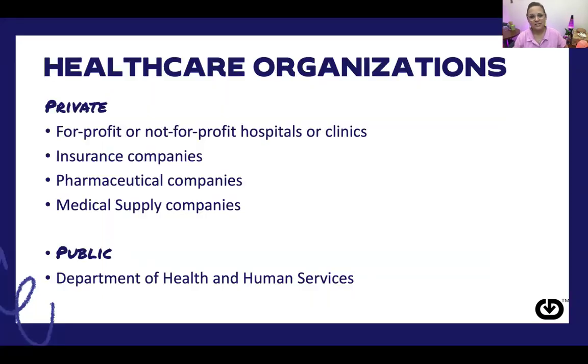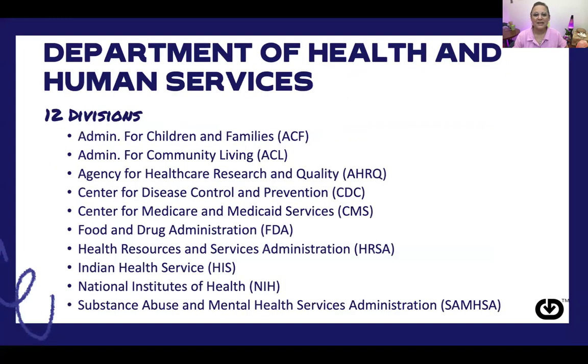Now, healthcare organizations in America can be divided into private or public. When you think public, think government. When you think private, think non-government. So private healthcare organizations are for-profit or not-for-profit hospitals or clinics, insurance companies, pharmaceutical companies, medical supply companies, and so on. And the public healthcare organizations are all under the umbrella of our government. Specifically, on the federal level, they're under the Department of Health and Human Services. In fact, the Department of Health and Human Services has 12 different divisions, and I haven't even listed them all here. But here's a sampling of those.